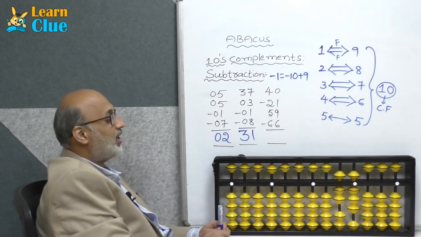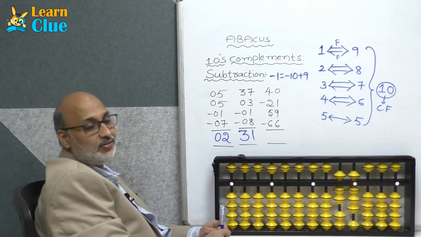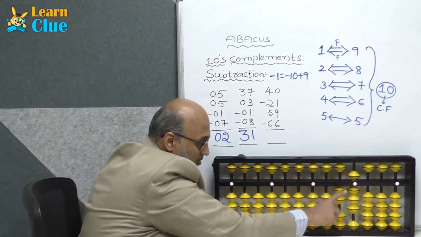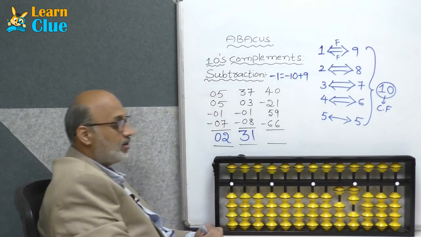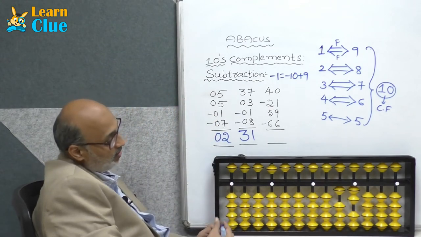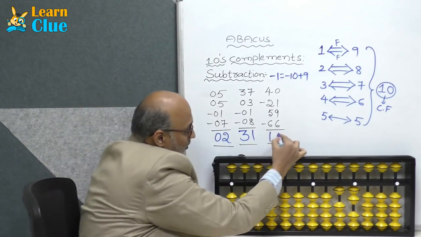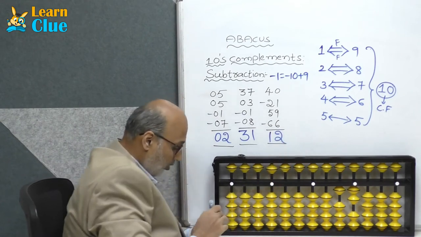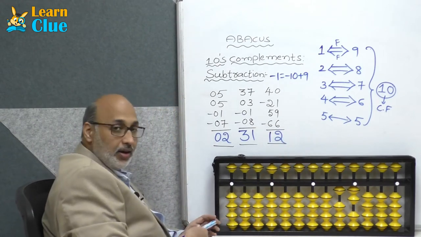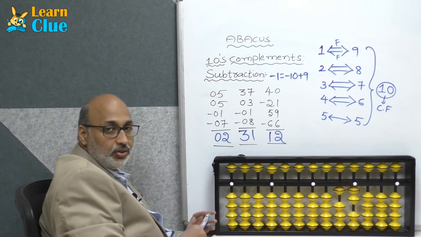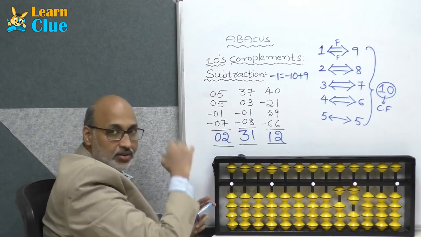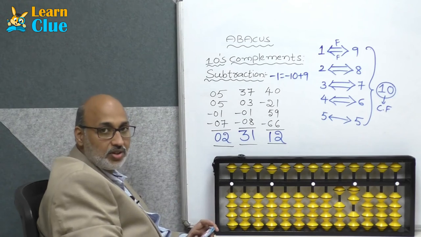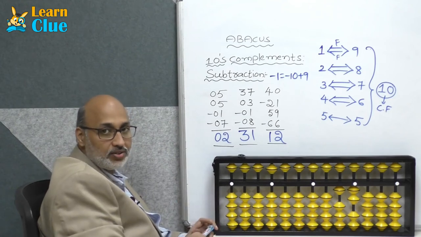Now they are asking minus 66. First you have to do minus 60, minus 6. Now tell me what is the answer? 12 is the answer. So only by regular practice you will have a good command over the techniques and subject. Okay students, let's do good practice.